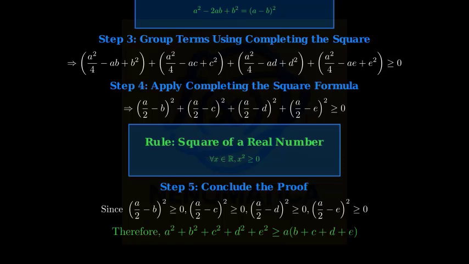This completes our proof. We've shown that a squared plus b squared plus c squared plus d squared plus e squared minus a times the quantity b plus c plus d plus e is always greater than or equal to 0. Rearranging, this means that a squared plus b squared plus c squared plus d squared plus e squared is always greater than or equal to a times the quantity b plus c plus d plus e, which is what we wanted to prove. Let's summarize what we've learned in this proof.